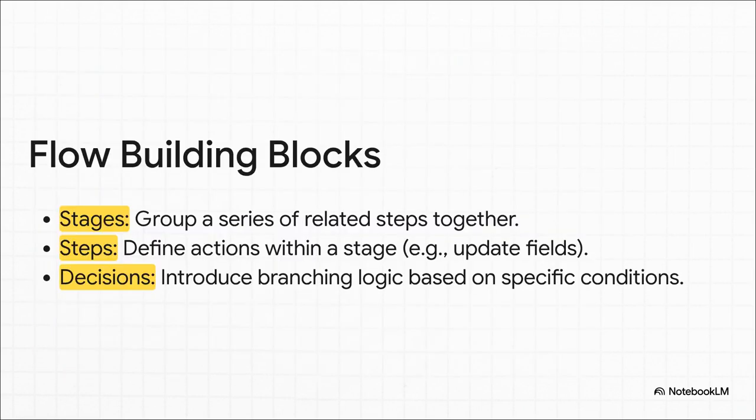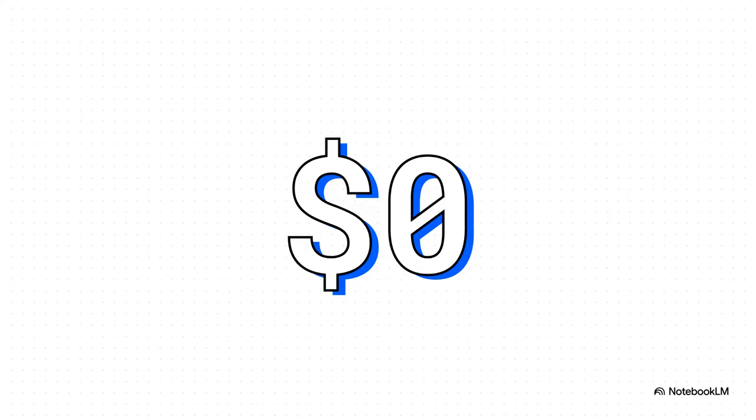This new way of doing things introduces some new building blocks. We now have stages, which let you group a bunch of related actions together. Inside those stages are steps, which are the actual approvals or system updates. And here's the best part. We have decisions. This lets you build in some really smart branching logic. For example, a deal over $100,000 can automatically go to the VP, while smaller deals just go to a manager. Super powerful.